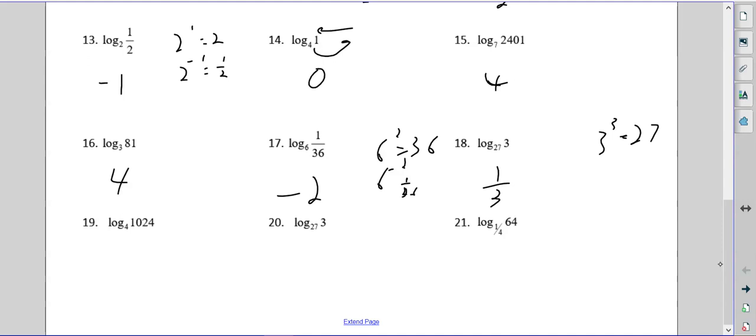4 to what power is 1024, and it's 5. Again here, we're getting smaller. This is just a repeat of number 18, so that's 1/3 again. And again, 4 to the third power is 64. So this is -3.